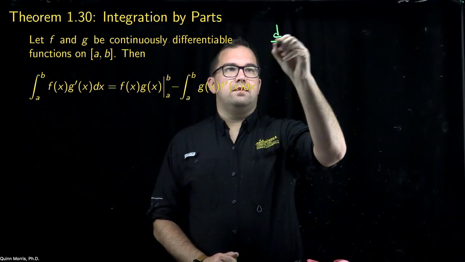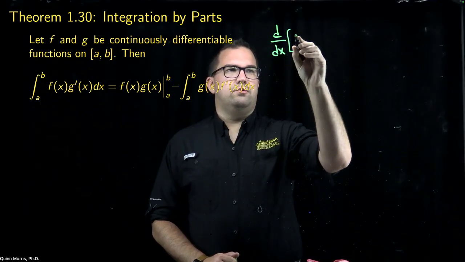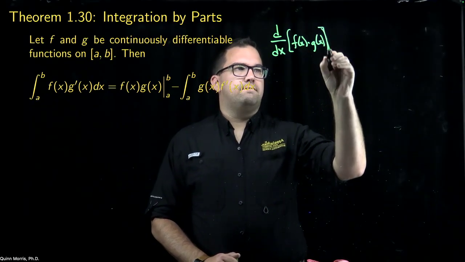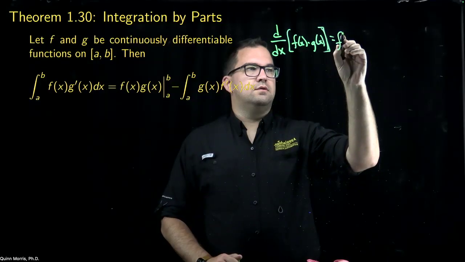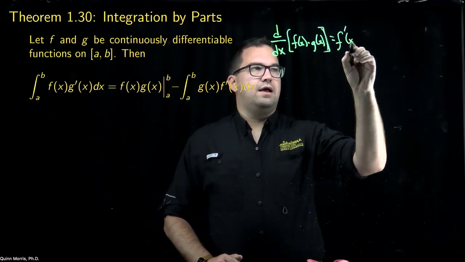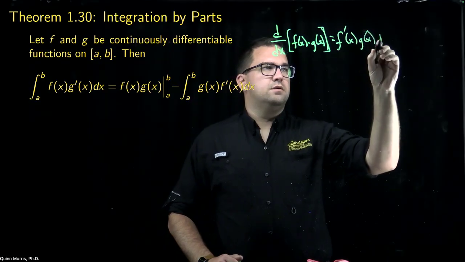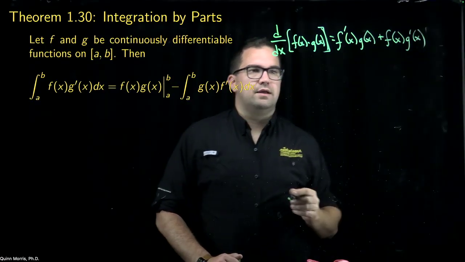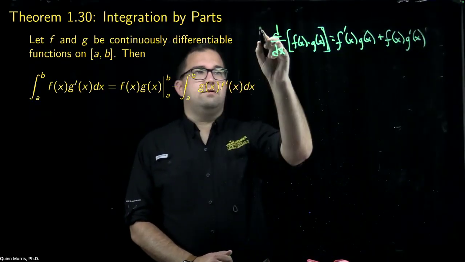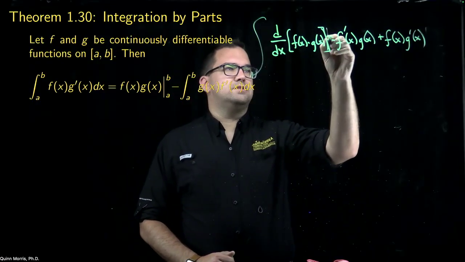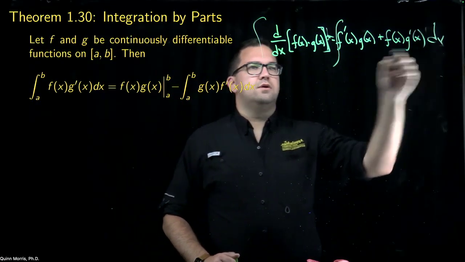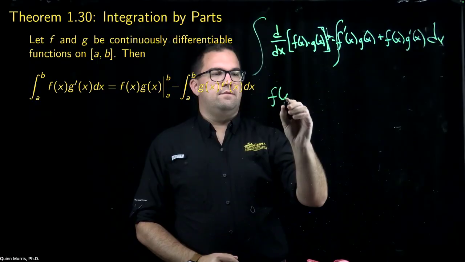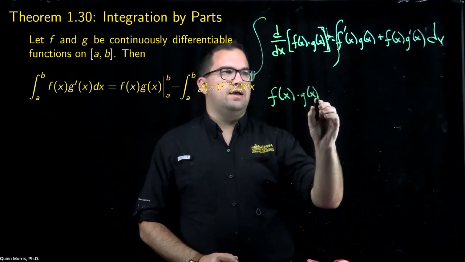So if you write down the product rule, the derivative of f of x times g of x is f prime of x times g of x plus f of x times g prime of x. Okay, that's just the product rule. Now I'm going to take an integral of both sides. So integral dx. Over here, I have the antiderivative of the derivative of a function. So this is just f of x times g of x.